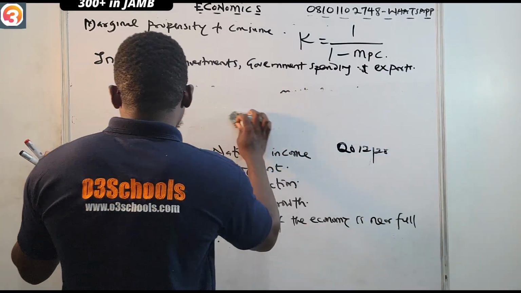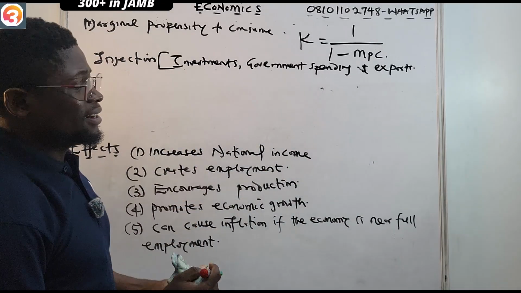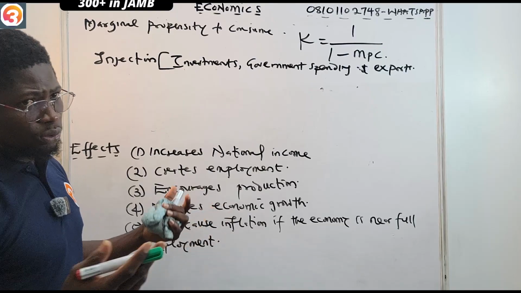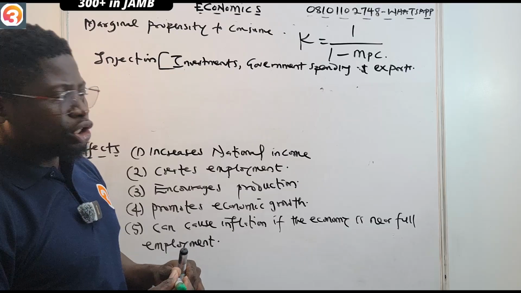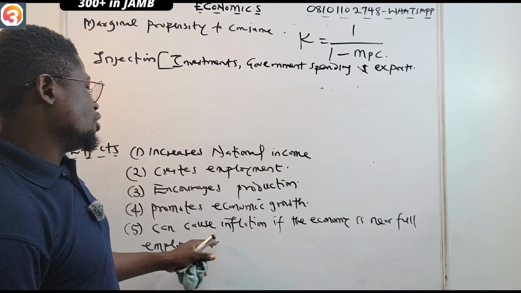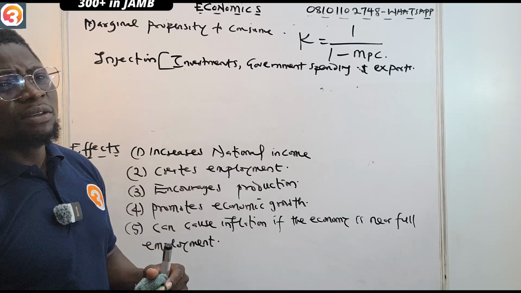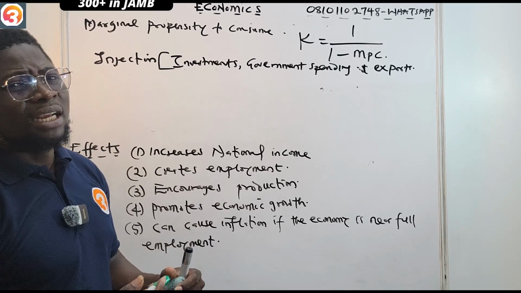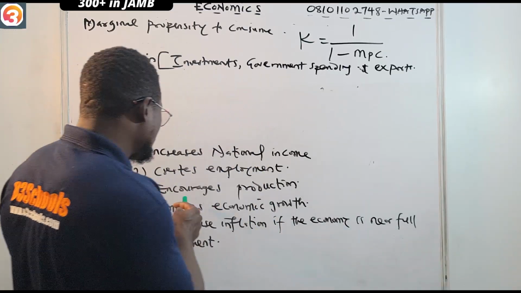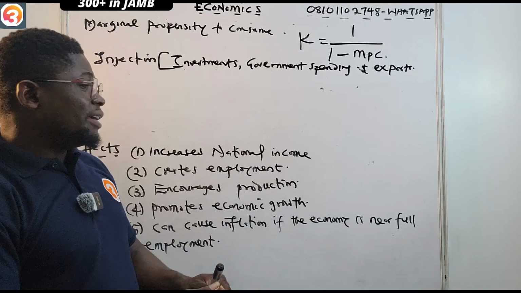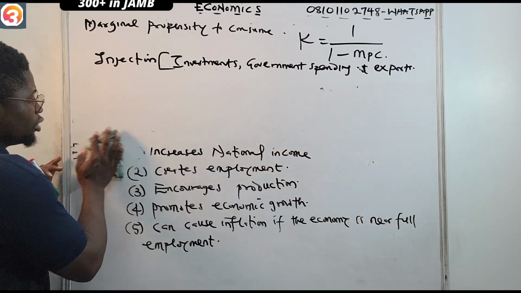Now the effects of the multiplier. Number one, it increases national income, which we all know from the definition already. Number two, it creates employment, encourages production, promotes economic growth, and can cause inflation if the economy is near full employment. The multiplier works more when there's unemployment, so that those people can be employed. That's why it creates employment. But if everybody is employed, the effect of the multiplier will not be felt that much. So take note of all of these.